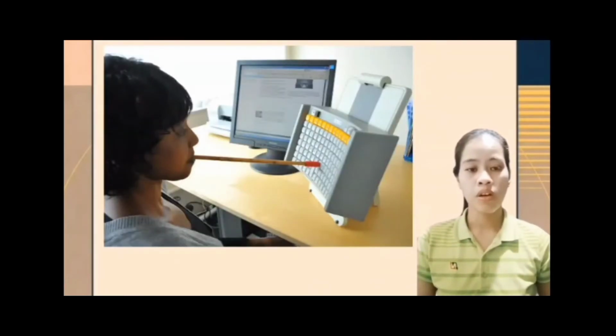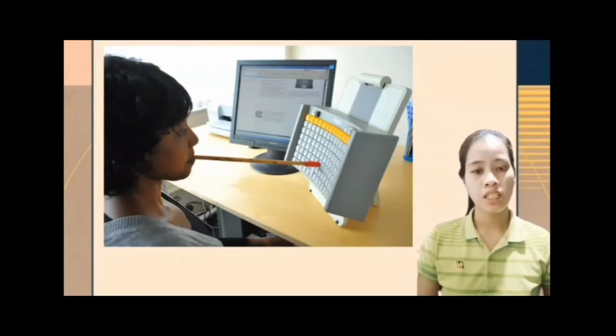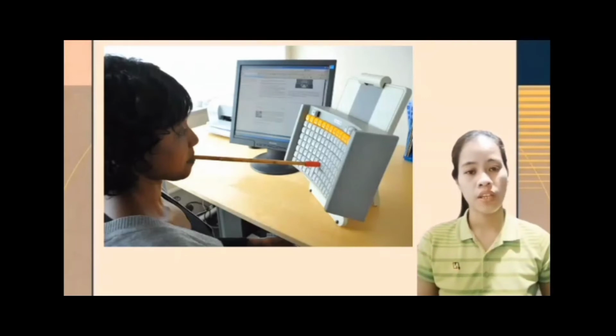Ang tanong, paano nga ba gumagana ang mouth stick? Ang paggamit ng isang mouth stick o pointer, ang gumagamit nito ay gumagawa ng mga paggalaw ng ulo upang ilipat ang device sa nais na lokasyon sa isang touchscreen, keyboard o libro upang makuha ang nais nito.